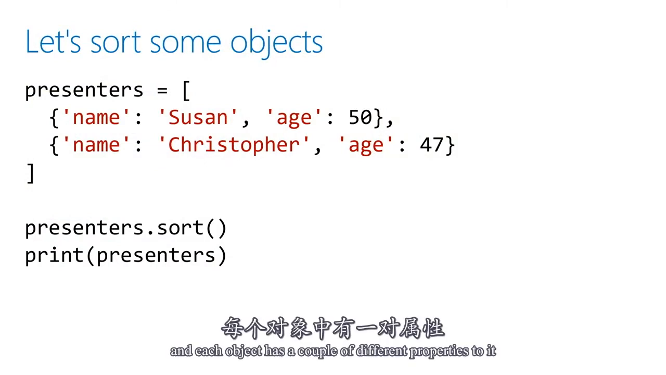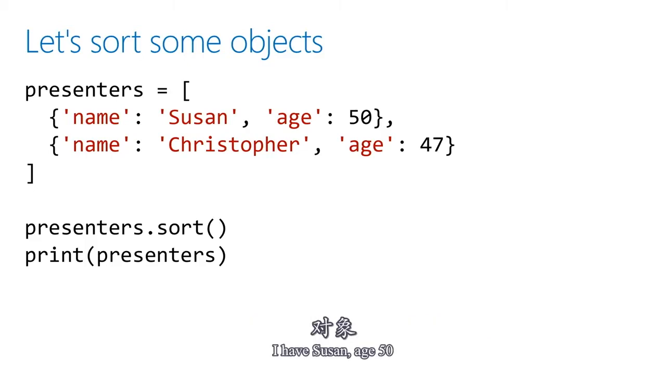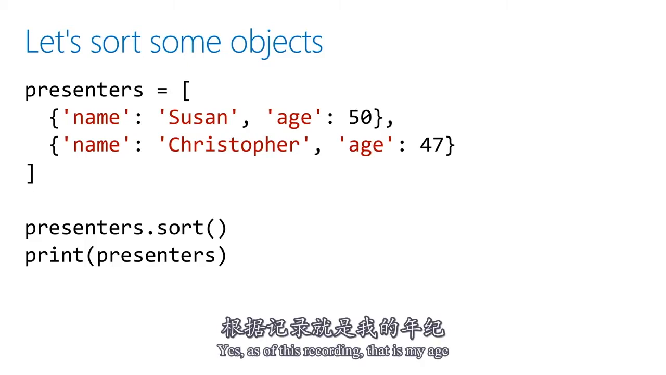And each object has a couple different properties to it. I have Susan, age 50. Yes, as of this recording, that is my age, but it's okay.